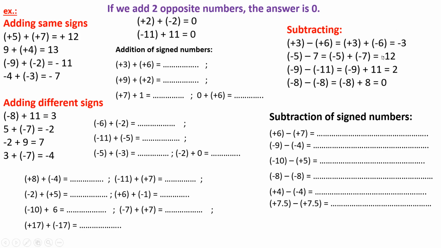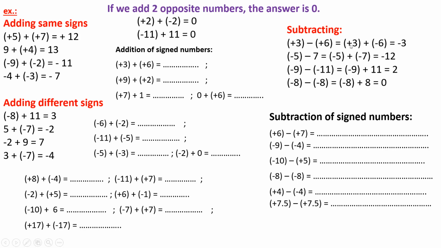Let's talk about subtracting signed numbers. Positive 3 minus positive 6. Since we have minus, we cannot subtract. So we keep the first number, plus 3, as it is. We change minus into plus, and we write the opposite of the second number. Now we are back to addition.